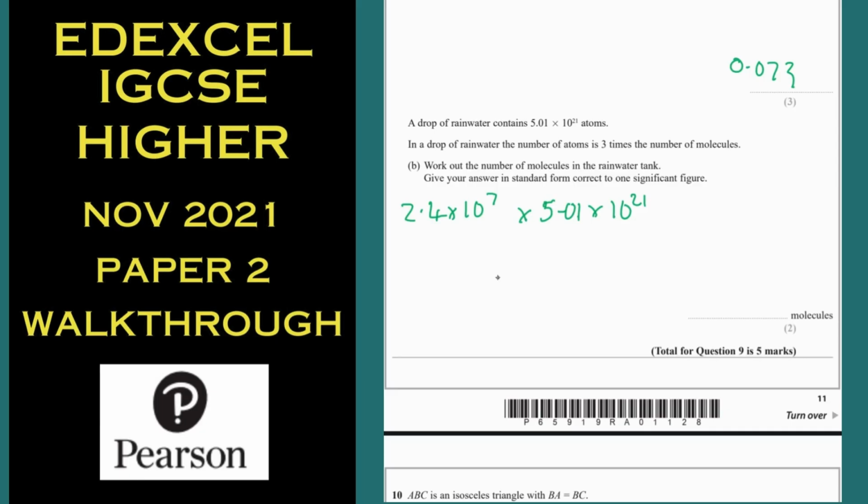We're wanting the number of molecules. All right, and it's 3 times the number of molecules. So you have to divide it by 3. All that comes out to 4.008 times 10 to the 28, one significant figure. So take it down to 4 and you're done.